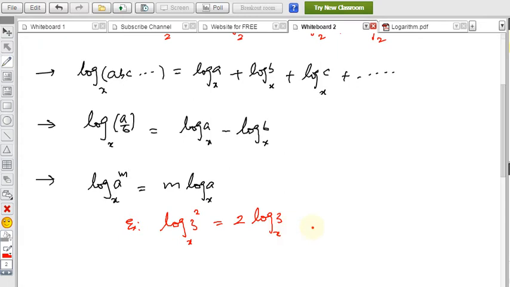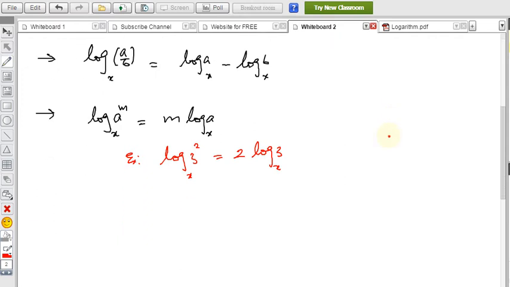There are proofs for these formulas, but the proofs are not required now. Just remember the properties from the examination point of view.